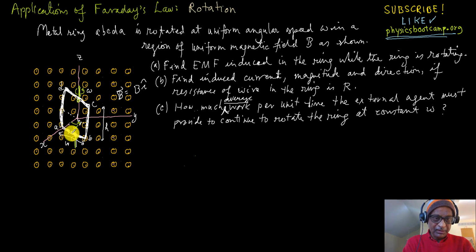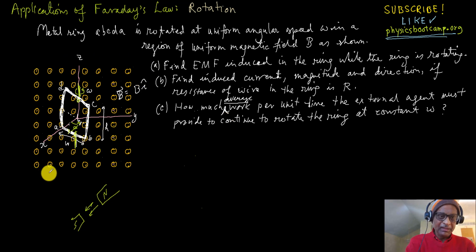There's a metal ring and it's attached to some other things. You can rotate this ring, and there's a magnet. In the back you can say the magnet has a north pole this way and a south pole this way, and so these are the lines coming out. So these are the B field lines, coming out from the north pole to the south pole.